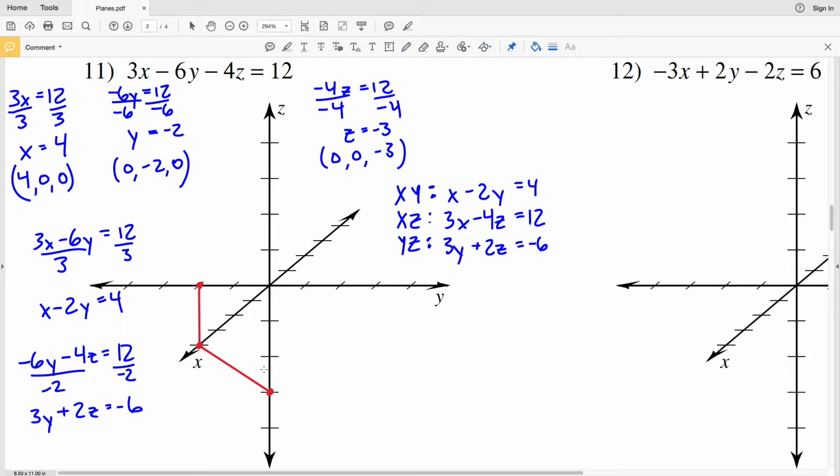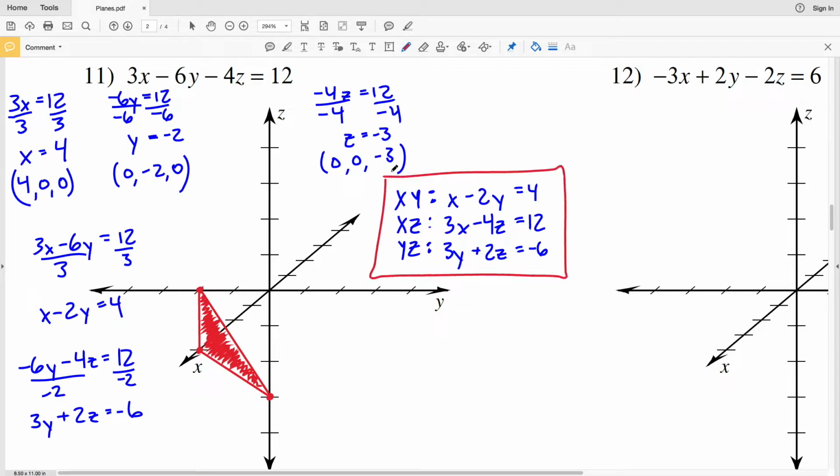Now I'll graph that from the y-intercept to the z-intercept, or z-intercept to the y-intercept, and then I'll shade that in to finish my plane. And that's my solution to number 11. Now, on to number 12, the last problem in this section.